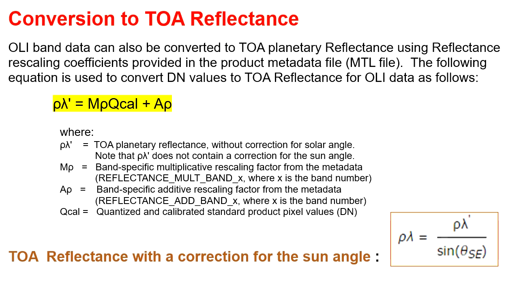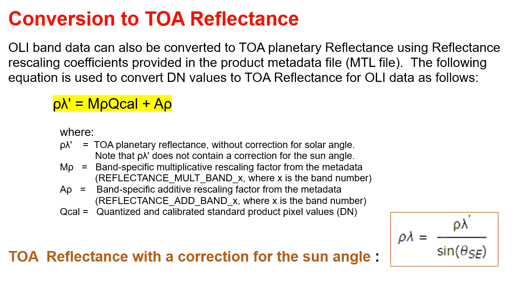So in this slide, the formula is given for the reflectance, how we can convert DN values to reflectance. The formula which is highlighted with the yellow color, here also we need the multiplying factor as well as the additive factor.